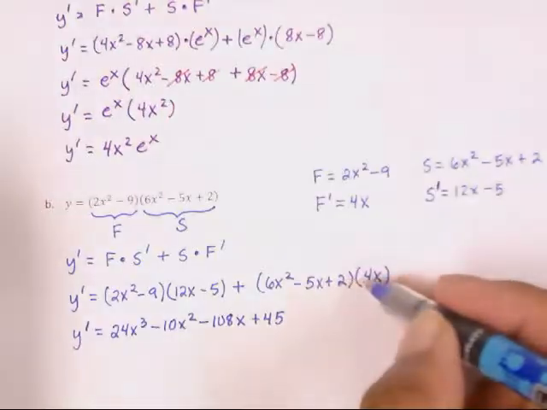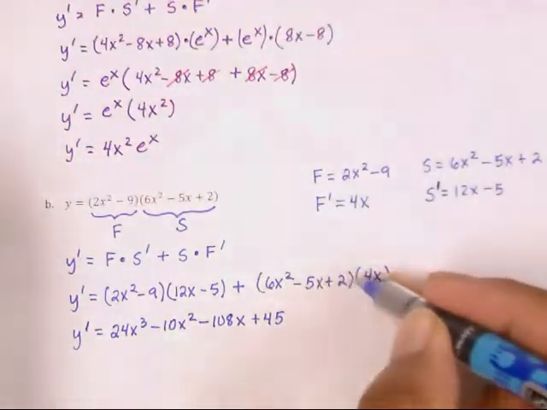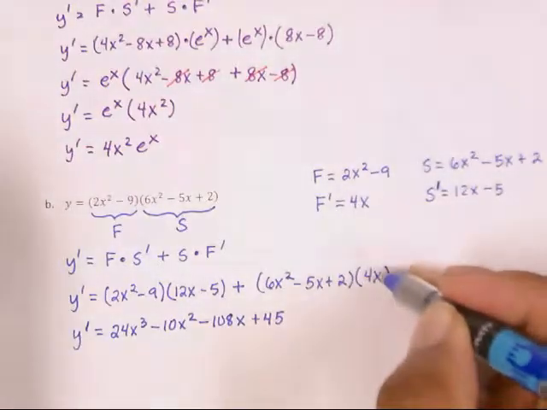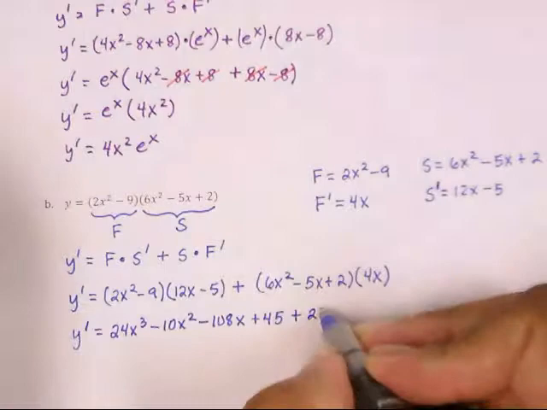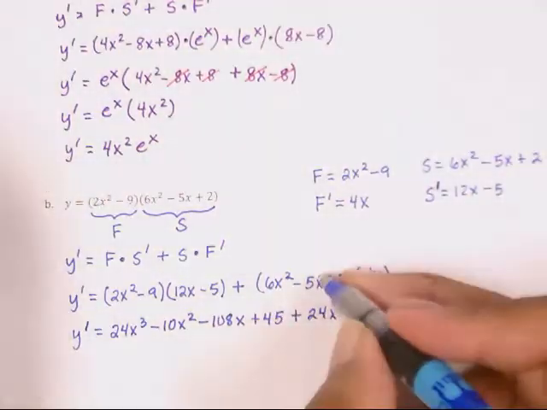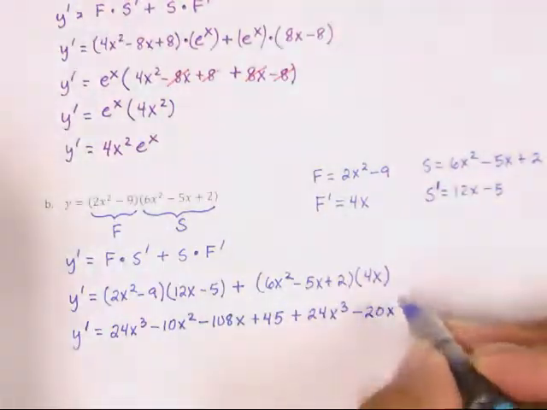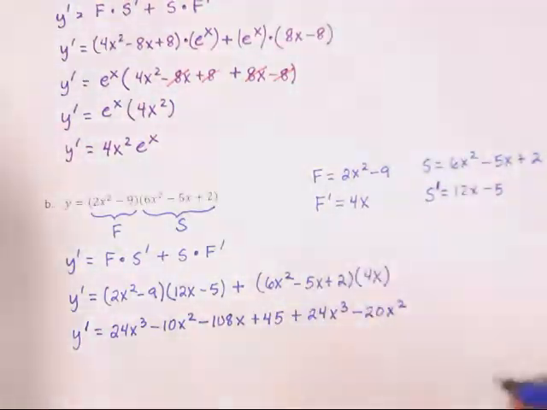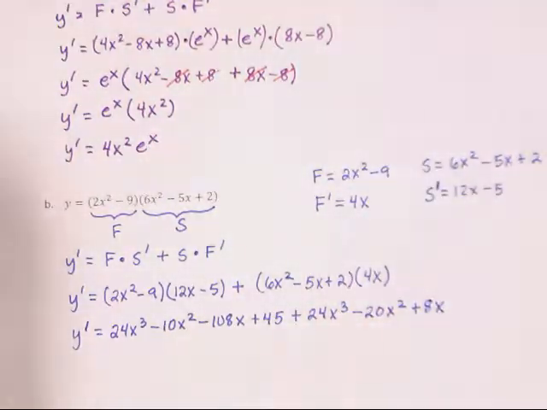Now for this right here, I'll go ahead and distribute the 4x over the 6x squared, the minus 5x, and the plus 2. So if I do 4x times 6x squared, that would be 24x cubed, and it'll be plus 24x cubed. And then 4x times the minus 5x will be a minus 20x squared. And then 4x times the plus 2 will be plus 8x.